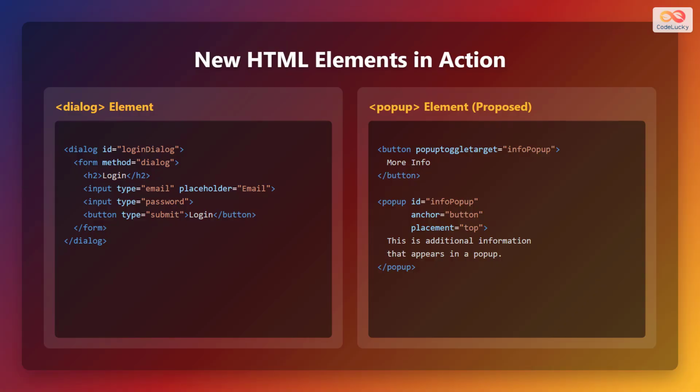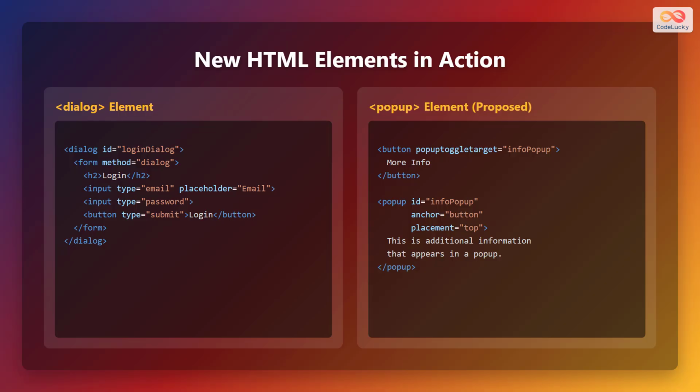Let's take a look at these new HTML elements in action with some code examples. Here's an example of the dialog element with a form. The code shows a dialog with the ID login dialog, containing a form with the method dialog. Inside the form, there are input fields for email and password, and a submit button for login.